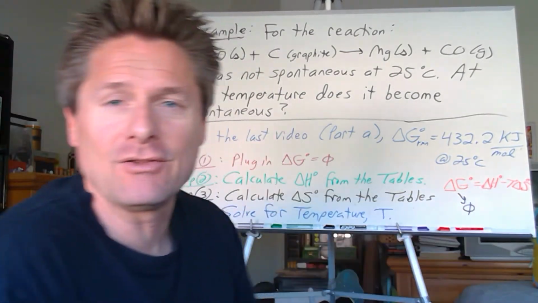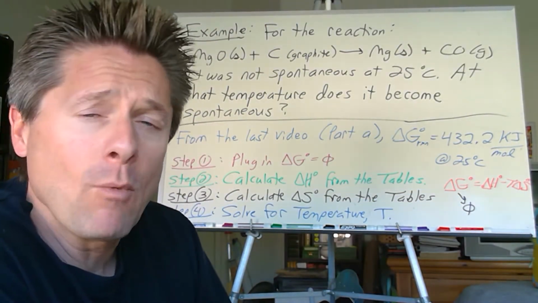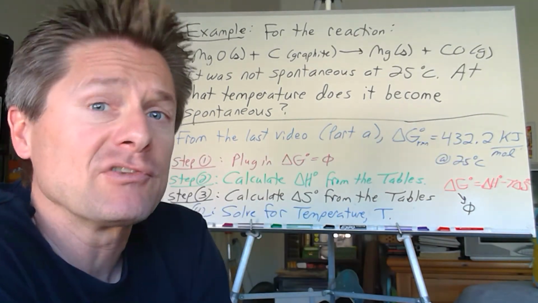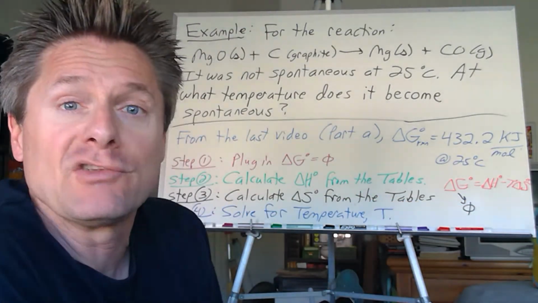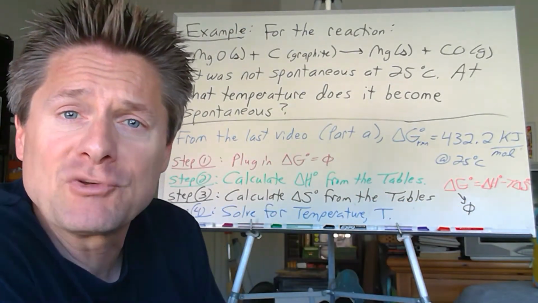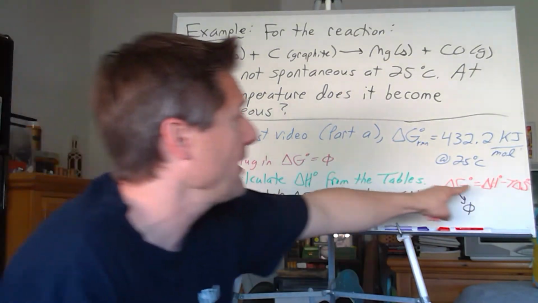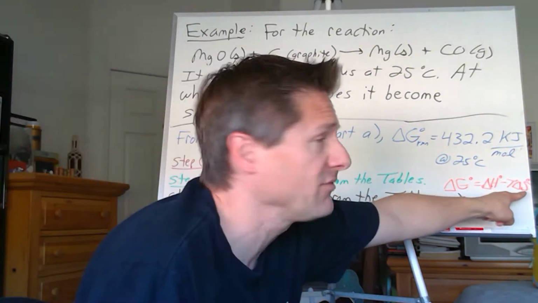We're going to calculate delta H naught from the tables, assuming temperature independent, or even though we won't be at 25 degrees Celsius, we're going to assume delta H naught is constant at all temperatures to make our lives less miserable. We're going to do the same thing for delta S. We're going to assume that we can use those tables at any temperature. It's just delta G we can't. All right, so step 2, calculate delta H from the tables. Step 3, calculate delta S from the tables.